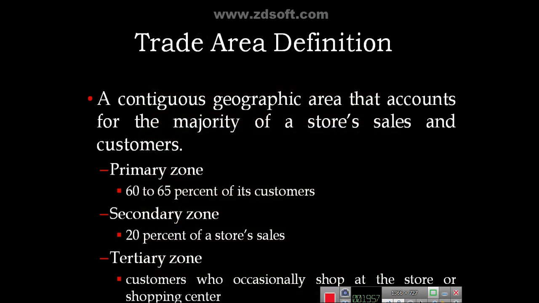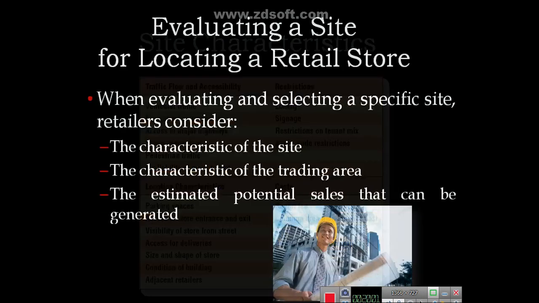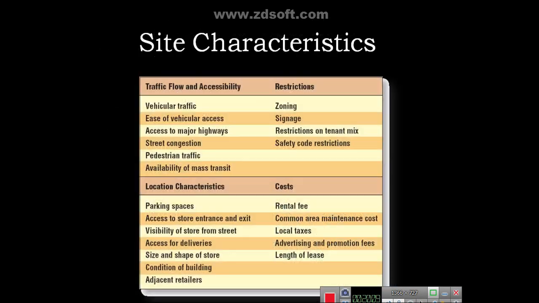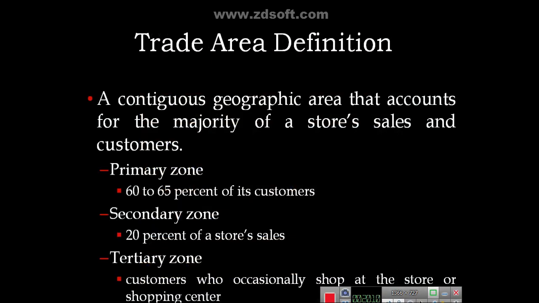Then trade area definition, okay. After the characteristics of site, the characteristics of the trading area, means the area surrounding the store, is also evaluated for certain factors. A contiguous geographic area that accounts for the majority of a store's sales and customers. Okay, so I keep referring to it as a catchment area or surrounding area.